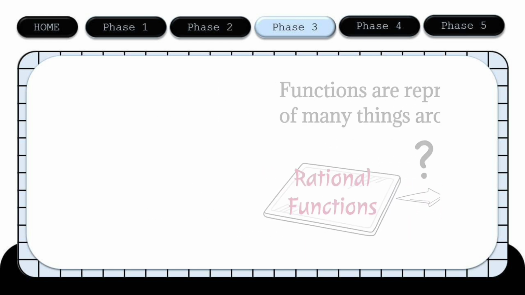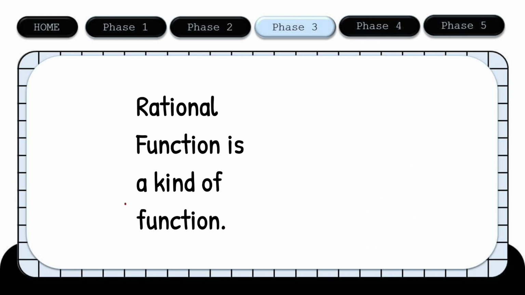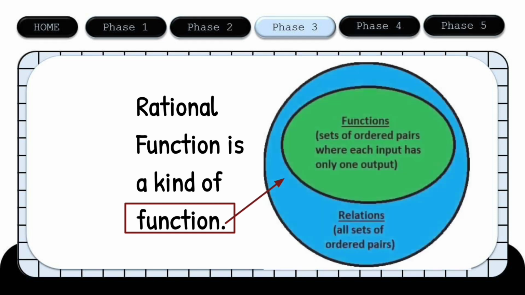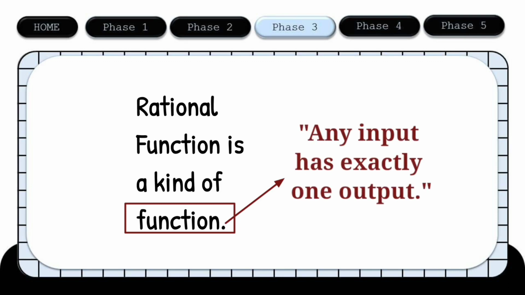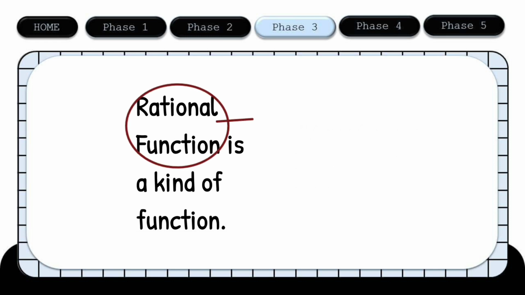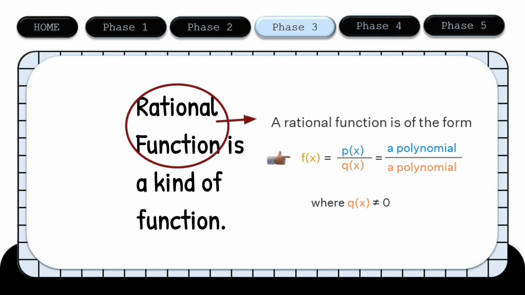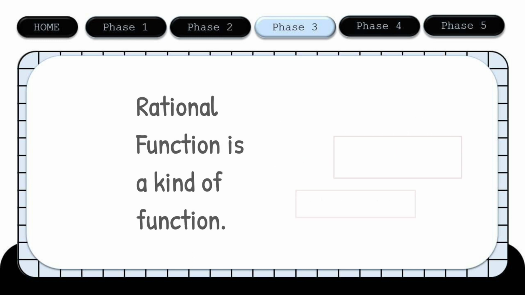Ang rational function, of course, ay isang uri ng function. And remember, ang function, it is a type of relation wherein it has a rule that assigns each element of x to exactly one and only one element y. O sa madaling salita, any input has exactly one output. When we say rational function, it is a kind of function in the form f of x is equal to p of x all over q of x, wherein p of x and q of x are polynomial functions, and q of x is not equal to 0 function.